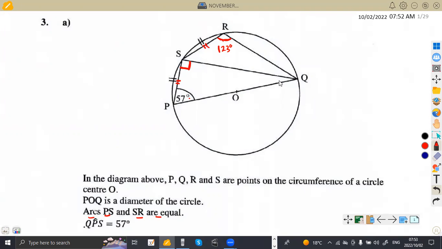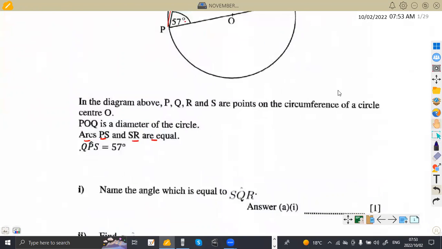SR here creates angle Q at the circumference. The same SP creates angle Q also at the circumference. So these two angles are equal, that we see here. That is what we actually know about this part of the theorem. Anyways, we're given an angle 57 and other information, so let us quickly rush through the questions.